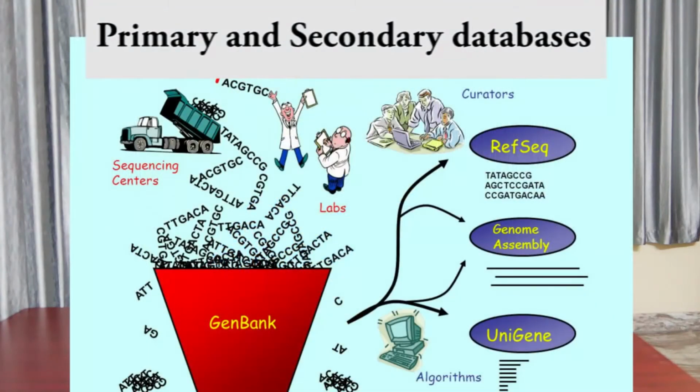According to the level of data curation, biological databases can roughly fall into primary databases and secondary or derivative databases. Primary databases contain original biological data. They are archives of raw sequence or structural data submitted by the scientific community. GenBank and PDB are examples of primary databases.